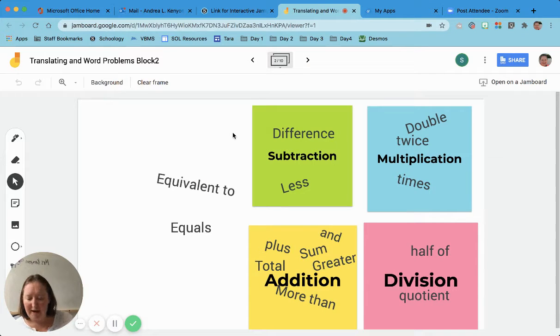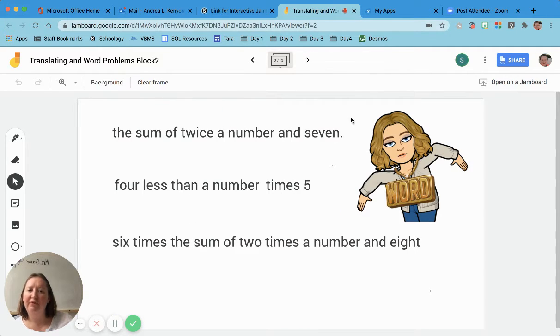So here we've dragged the words onto the sticky note of what they mean. So difference is a word for subtraction. Less is a word for subtraction. And we've left these two off because they just mean to be equal to. We use an equal sign. So when we're translating, we read the sentence and then we turn it into either an equation or an expression.